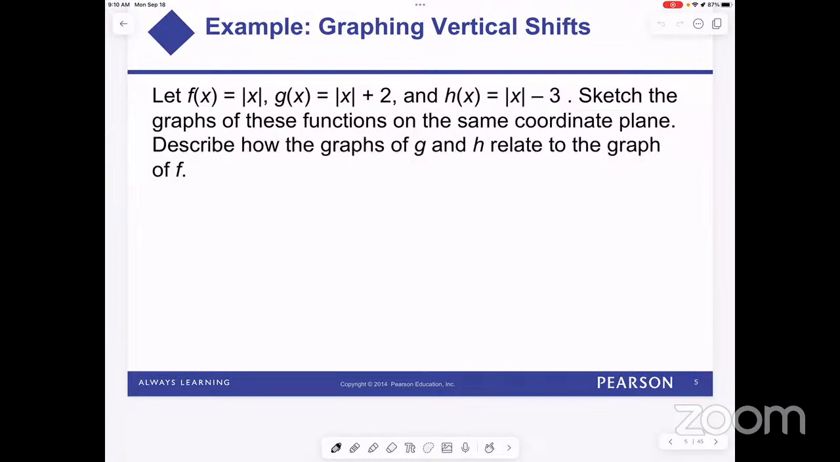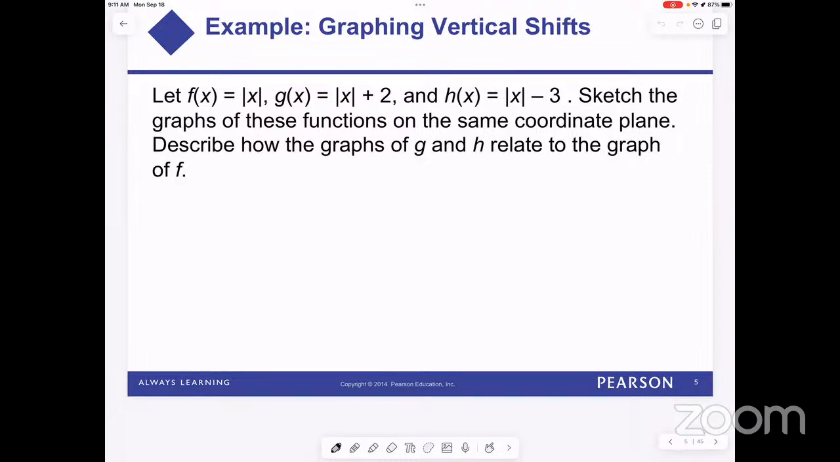Anybody know the shape of the absolute value function? It looks like a letter in the alphabet. What letter does it look like? A V. It's like a V, right? So one of the basic functions we talked about was what? X squared, which is like a U-shaped curve. So absolute value, which is our f of x, is going to have a V shape.